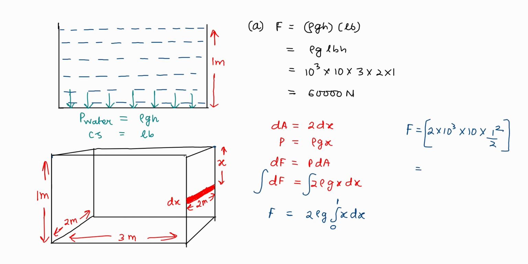So on solving, these two cancel, and we get a value of force which is turning out to be 10,000 Newton. Now this equation is of prime importance for us, that is the value of dF that we have calculated, 2 rho g x dx. This is the value of force that we have calculated on this particular patch.